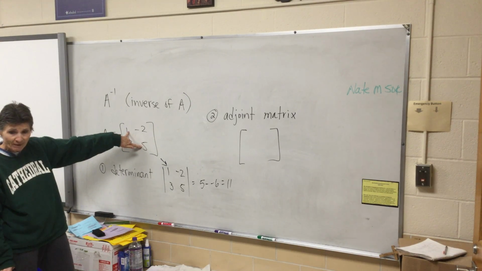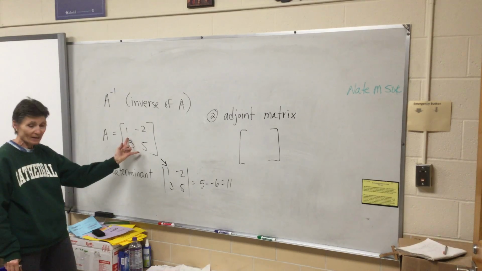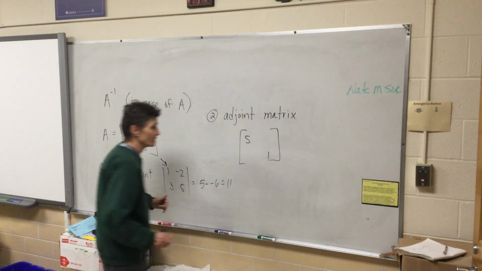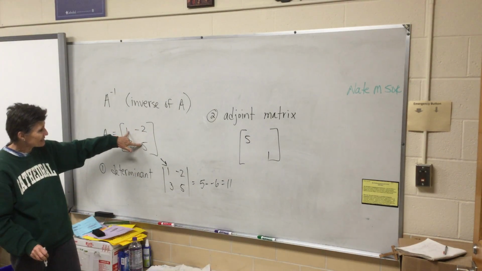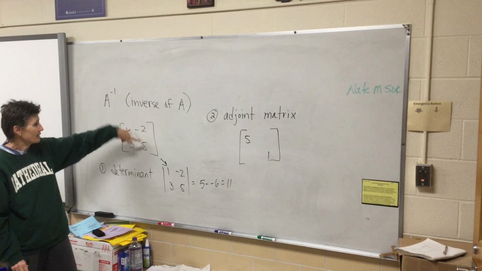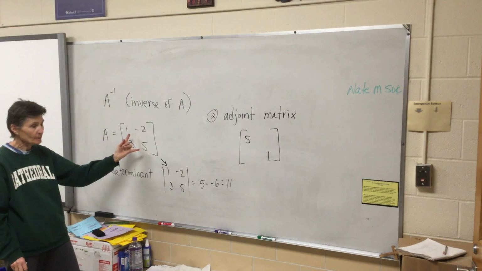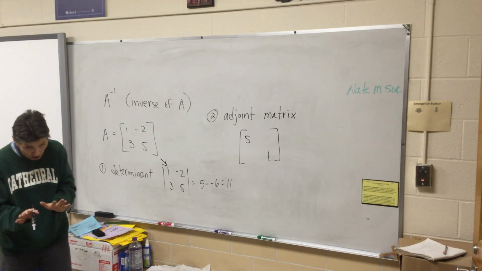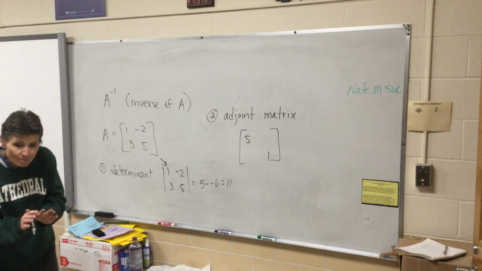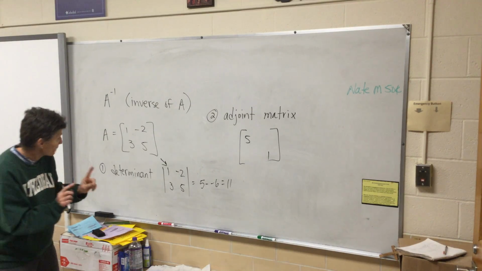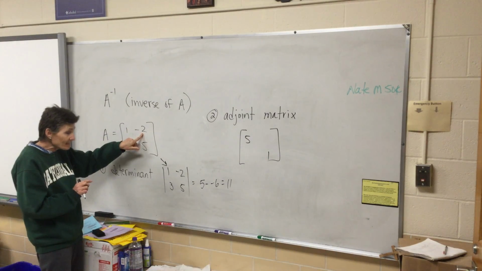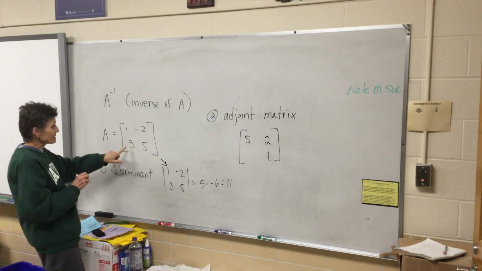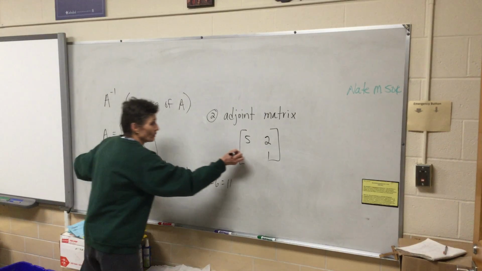Look where my fingers are. Those two numbers where my fingers are, switch. So 5 goes here and 1 goes here. When you do the adjoint, you take these two numbers and switch them. Now the other two numbers stay where they are, but you make them the opposite. So what I mean is, instead of negative 2, this is going to be a positive 2. And instead of positive 3, this is going to be a negative 3.